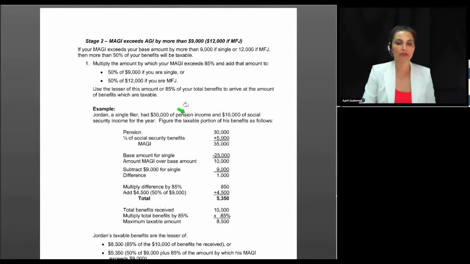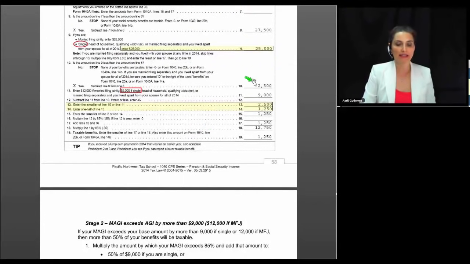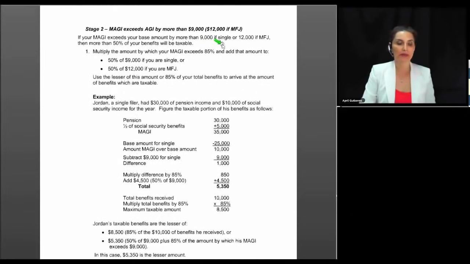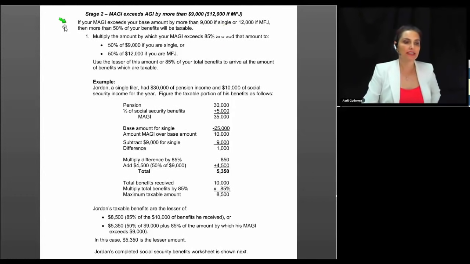Now we're going to look at a situation where the income is higher such that the amount on line 10 is greater than $9,000. So if line 10 moves to be a number higher than $9,000, then the formula gets a little bit more complicated. So I've given us a new situation here in just a minute, but let's talk about stage 2 and how it works. So if your modified AGI exceeds the base amount by more than $9,000 if you are single, or $12,000 if you are filing a joint return, then more than 50% of your benefits will become taxable.